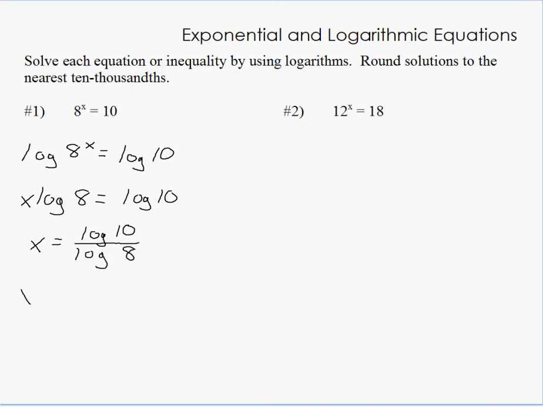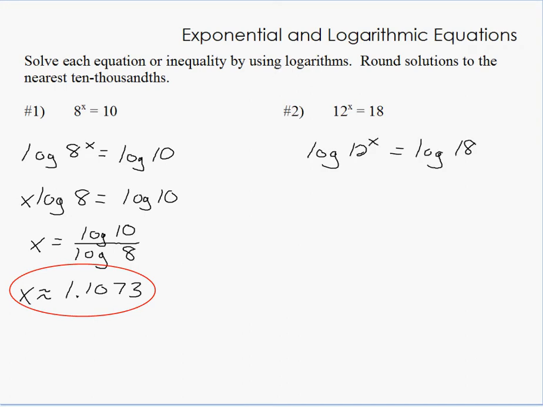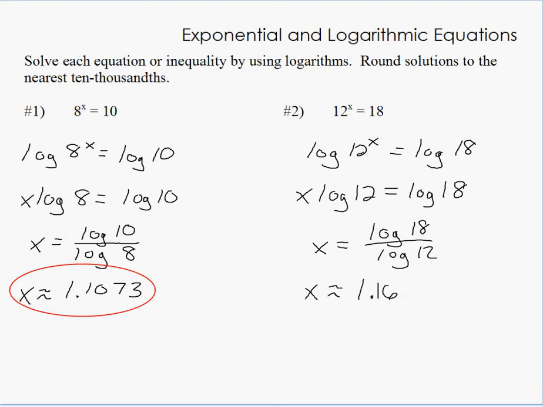Put that in your calculator, making sure to put parentheses around the 10 and the 8. You get about 1.1073. Number 2 is done the same way. Common log both sides. That moves your exponent to be a coefficient. Divide both sides by log of 12. Put it in your calculator, making sure to use parentheses around the 18 and the 12. And you get x is about 1.1638.